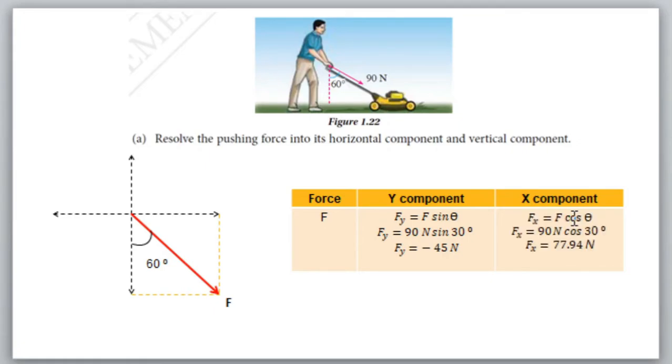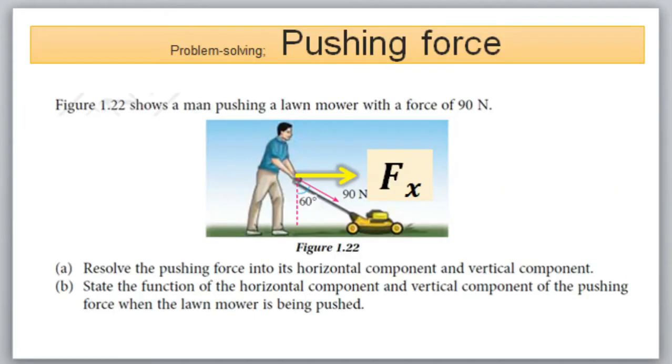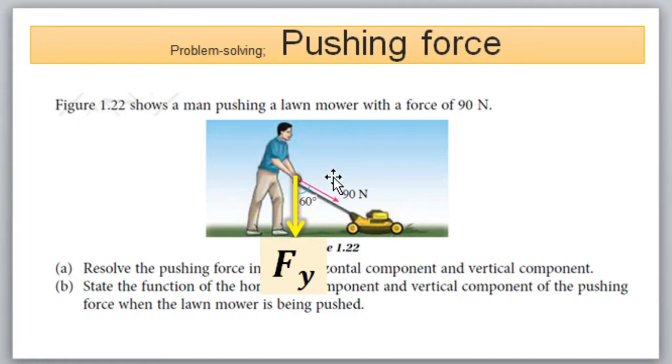Once again, the theta angle is measured from the x-axis, so Fx equals 77.94 Newton. Okay, we substitute F with 90 Newton and cos theta will become cos 30 degrees. Second question. For question B, state the function of the horizontal component and vertical component of the pushing force when the lawnmower is being pushed.